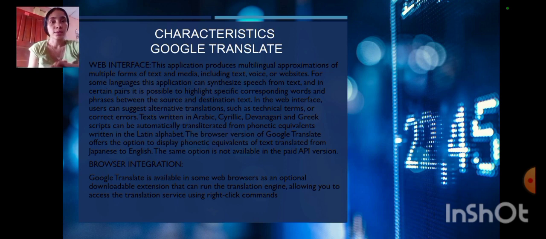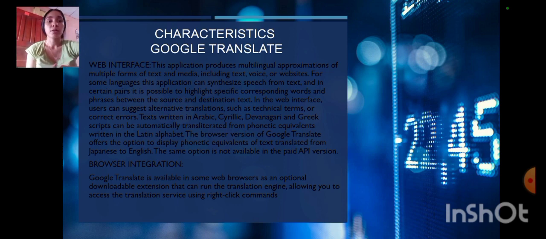Characteristics: Google Translate. Web interface. This application produces multilingual approximations of multiple forms of text and media, including text, voice, or websites. For some languages, this application can synthesize speech from text, and in certain pairs, it is possible to highlight specific corresponding words and phrases between the source and destination text.